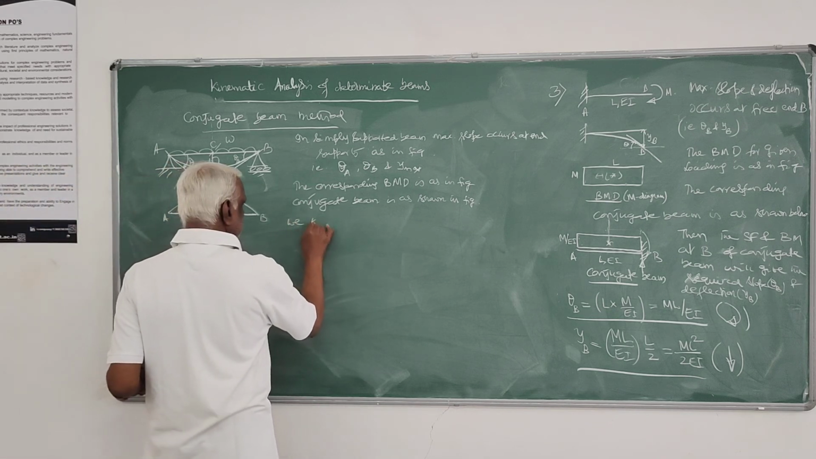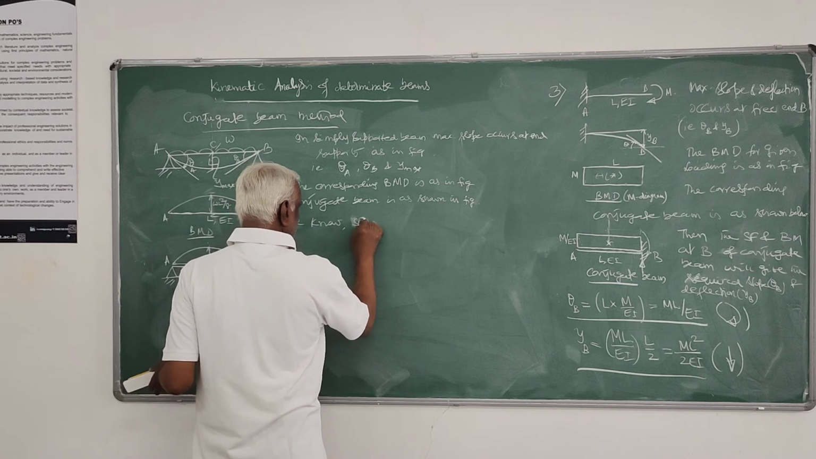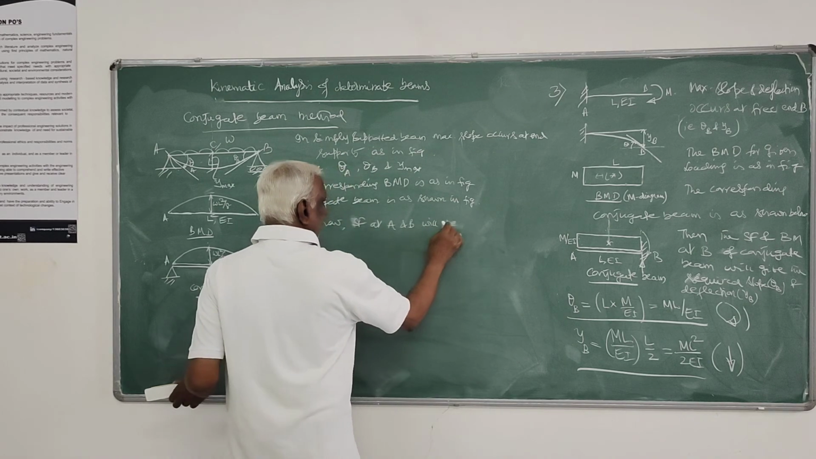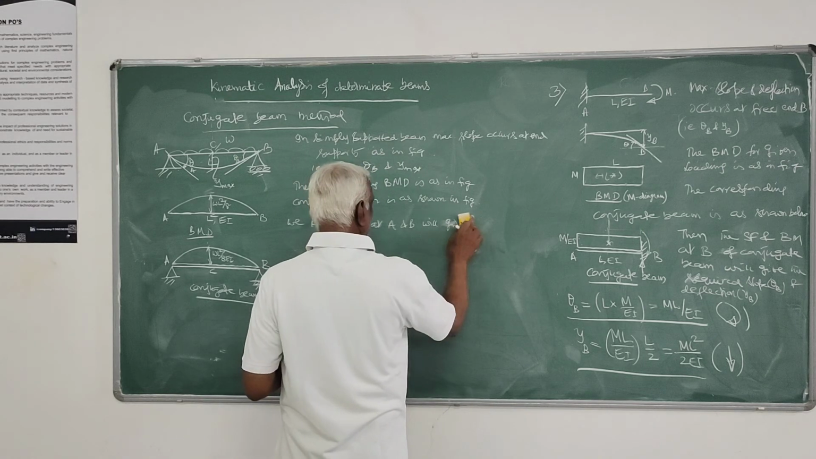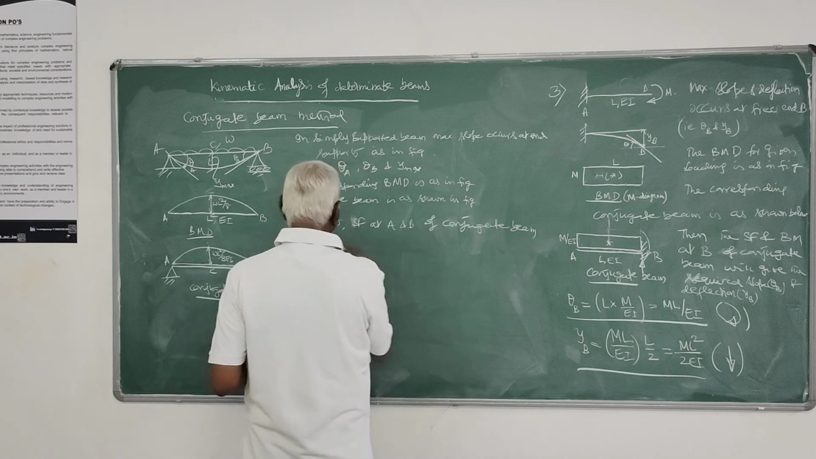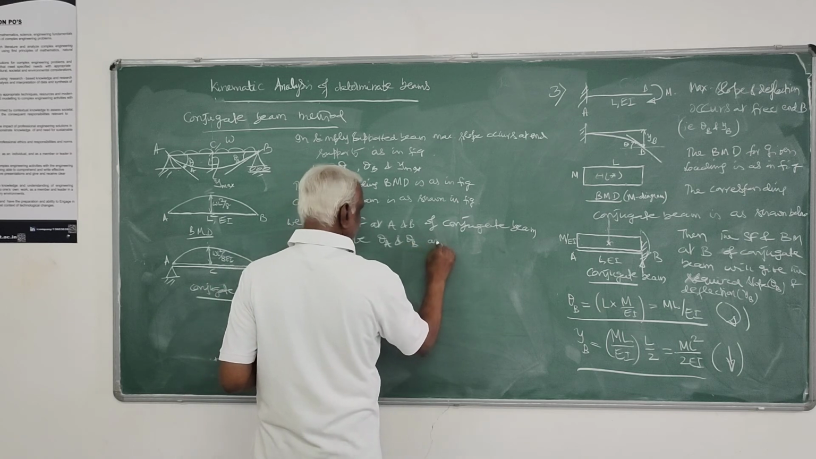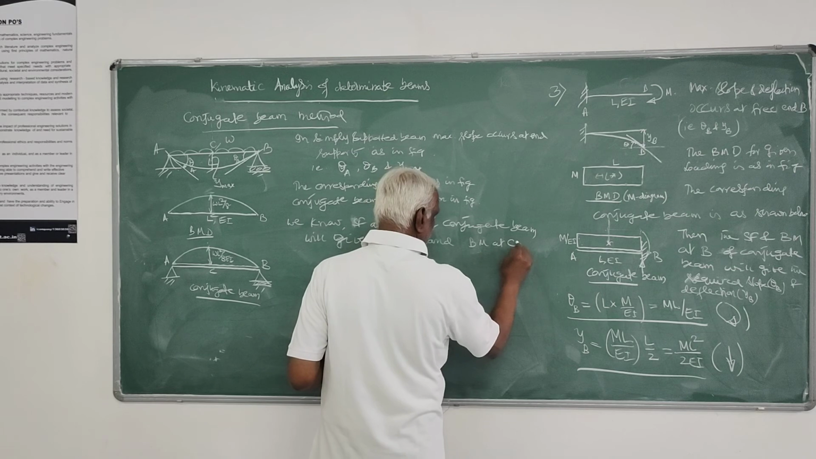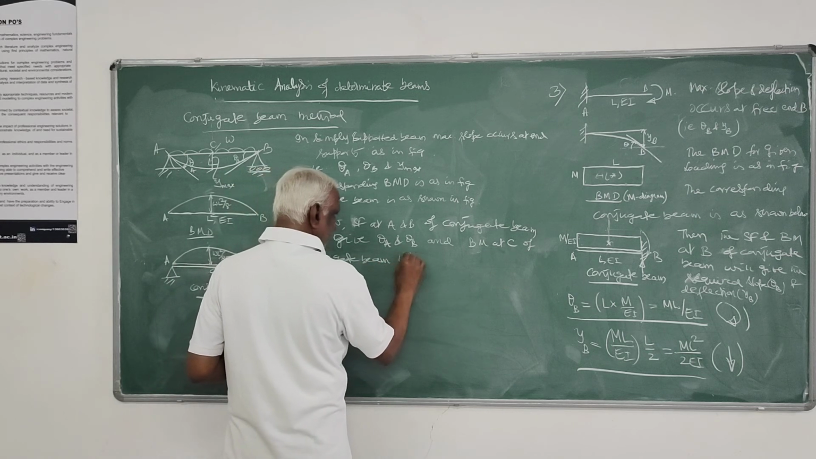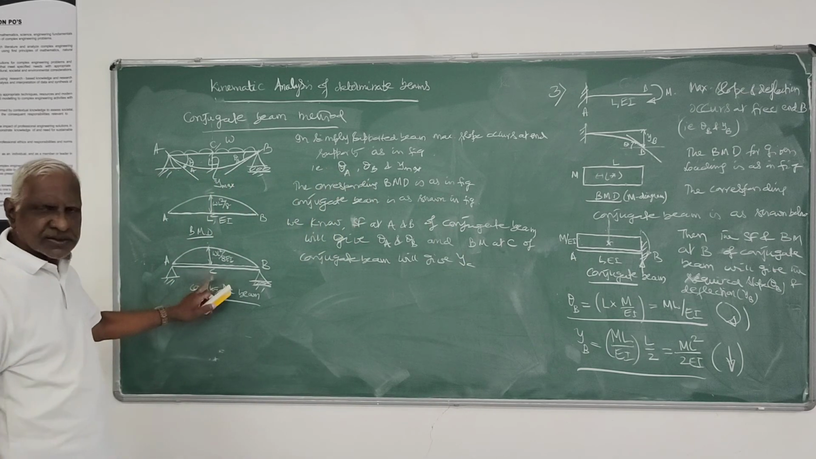So we know the shear force at A and B of the conjugate beam will give theta A and theta B, and the bending moment at C of the conjugate beam will give Y C. That's all. Bending moment at that section of this conjugate beam.